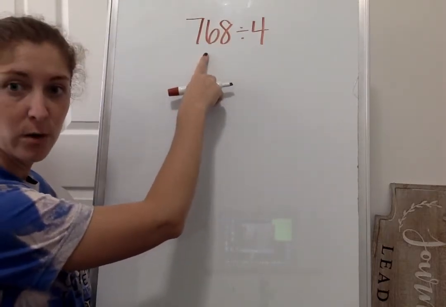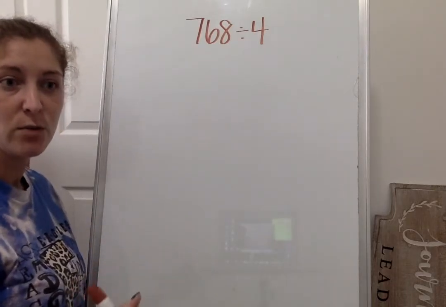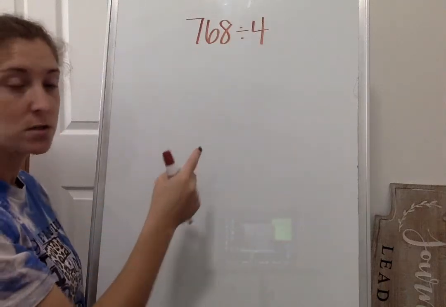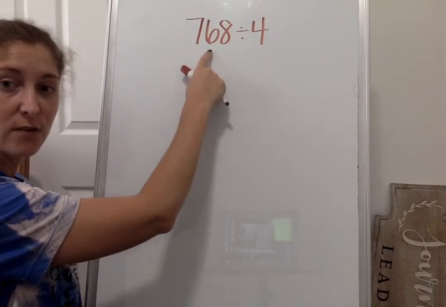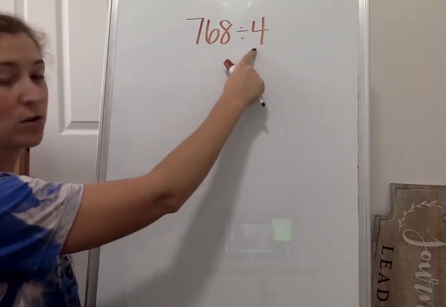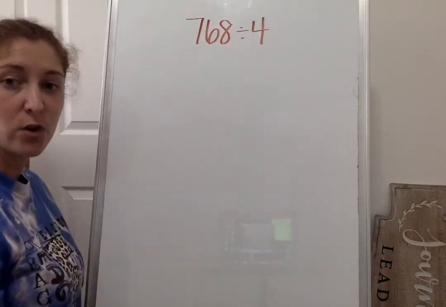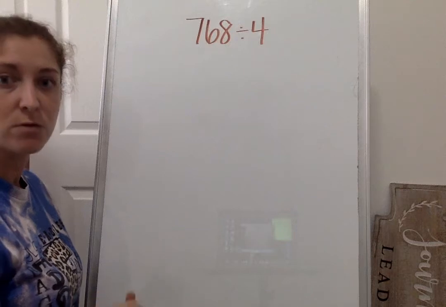768 divided by 4, and there's a few things that I want to talk about. In division, we have different parts. We have the dividend, which is the first number. It goes inside of your division box, and then you have your divisor, which goes on the outside. You also have the quotient, which is the answer to a division problem, and we're going to get there as we solve.